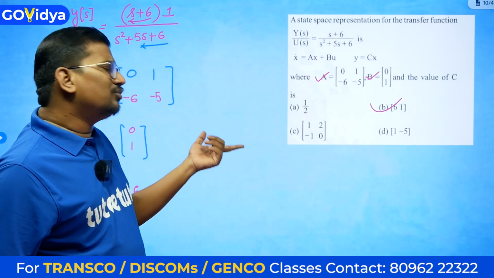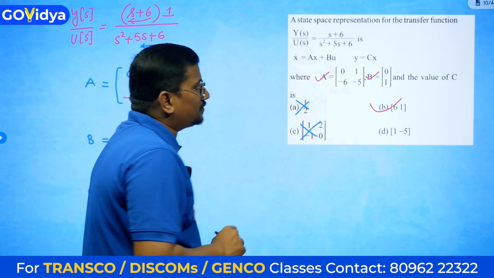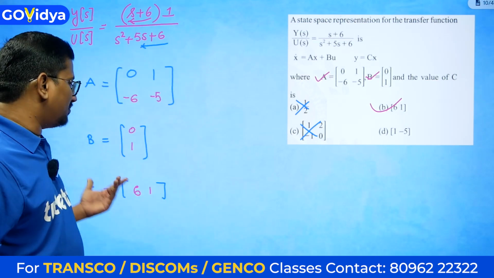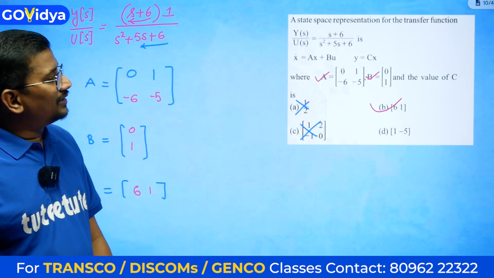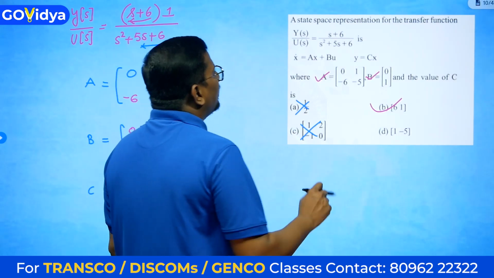So immediately you can strike off this too, because the C matrix should always be 1 by 2. The C matrix will always be 1 row 2 columns. So definitely either this or this. Strictly speaking, output is never related with the poles.